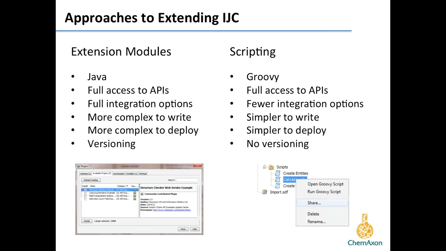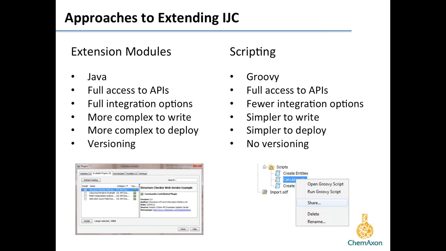So this whole webinar series on extending IJC is based on Groovy scripting. And there's 2 real ways to extend Instant JChem. One of them is via Java extension modules. And these are a much larger and more complicated way to extend IJC. However, it does give you a lot more complicated or involved options through the Java API. And the downside of these, however, is that, again, they are complex, so they are difficult to deploy, and you have to worry about versioning because they are a plugin.